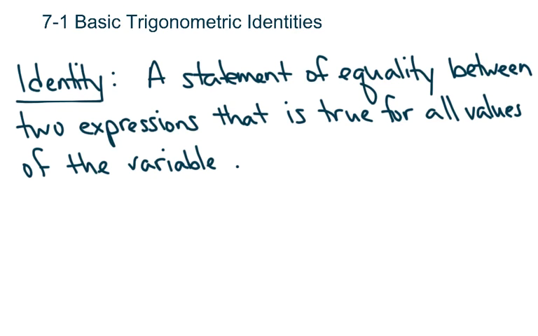In section 7.1, we're going to talk about something called basic trigonometric identities. An identity is a statement of equality between two expressions that is true for all values of the variable. So a trigonometric identity is going to be a trig statement with equality that is true for all values of the variable.